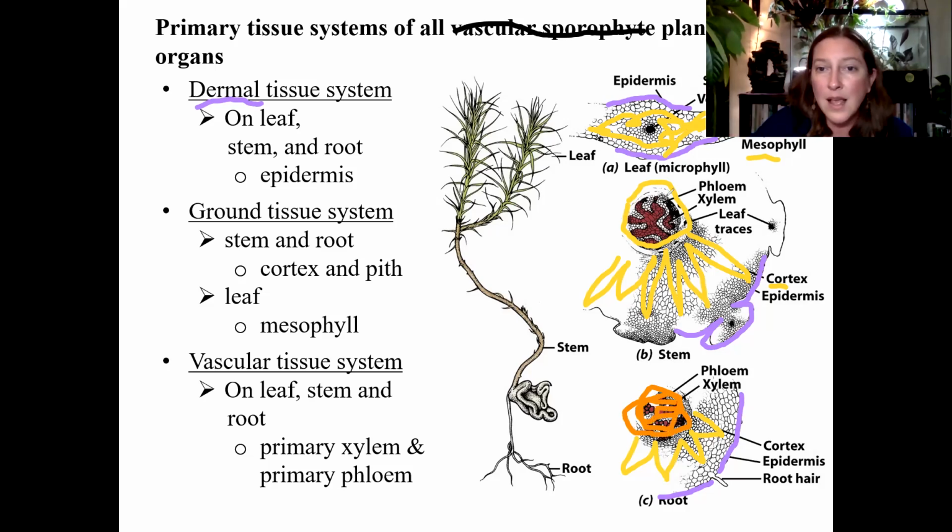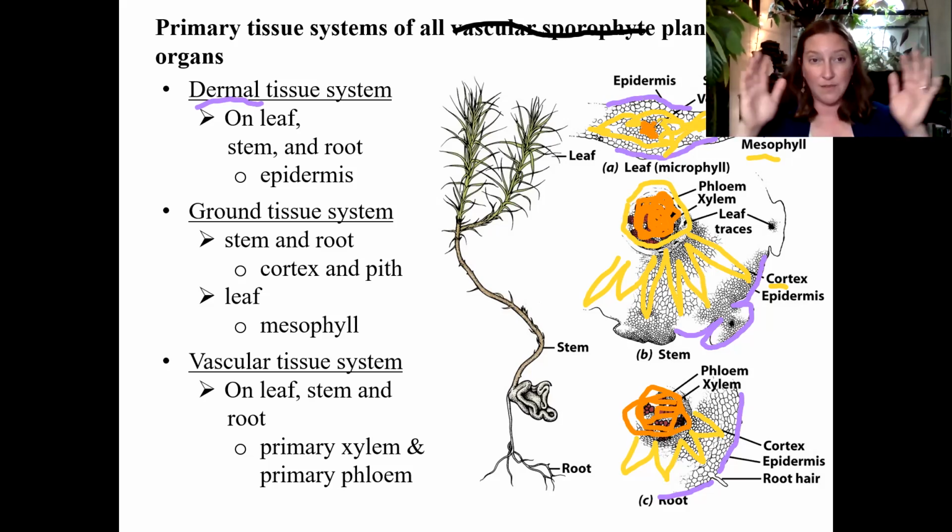You don't need to know that. Xylem and phloem in the stem are located right in the middle. Xylem and phloem in the leaf are located in the middle. So I'm just trying to give you a color visualization, right?